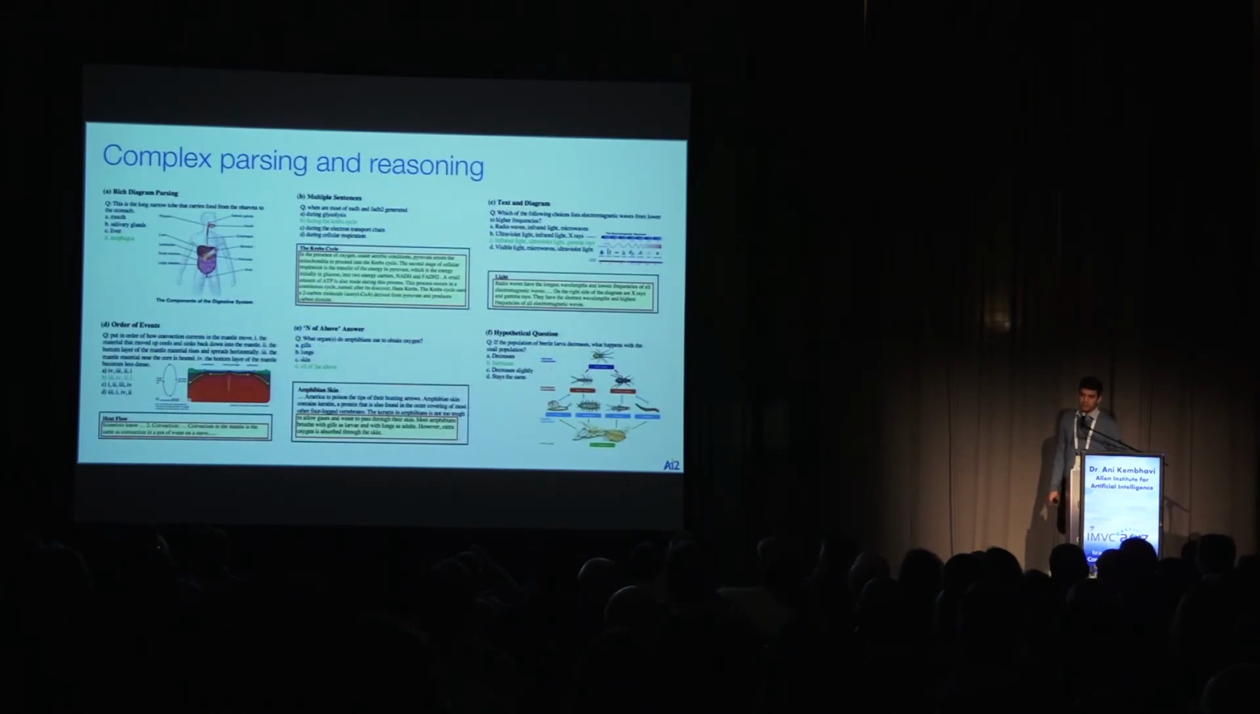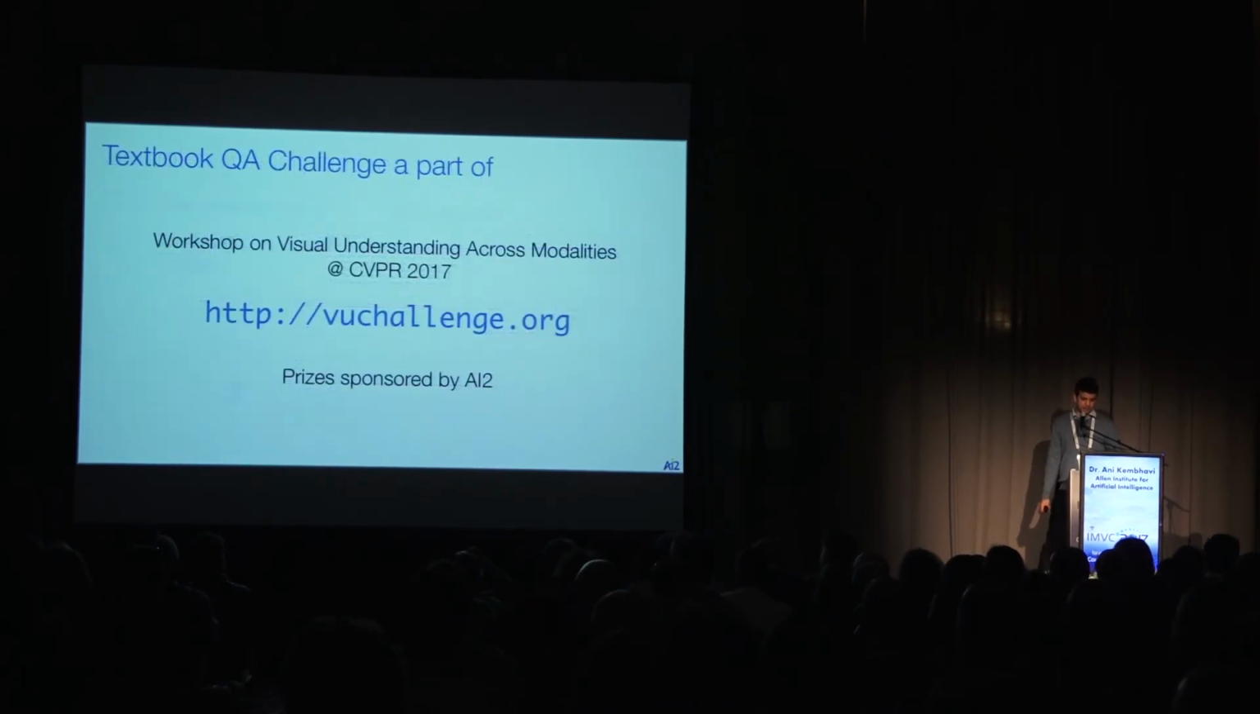And the questions that we have aren't simple. Some of them require complex reasoning. Some of them require rich diagram parsing. Some are hypotheticals. Some require you to understand orders of events and so on. And I'd just like to advertise a challenge that we have at CVPR 2017, where we're making this data set available, and we're inviting people in computer vision and natural language processing to work on this challenge.